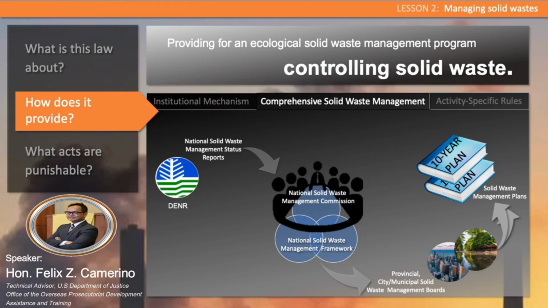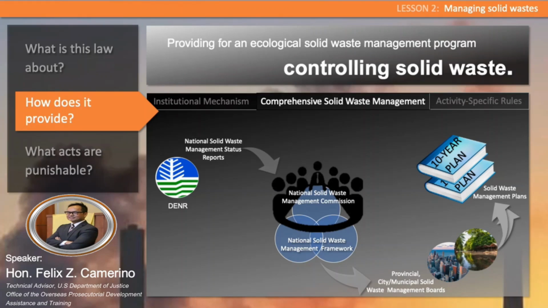And of course, if the commission approves it, then that is the plan, the blueprint that the local boards are going to use to implement, because they're the ones that are mandated to implement. Okay, so that's kind of the flow. All right, a couple of points I want to make.